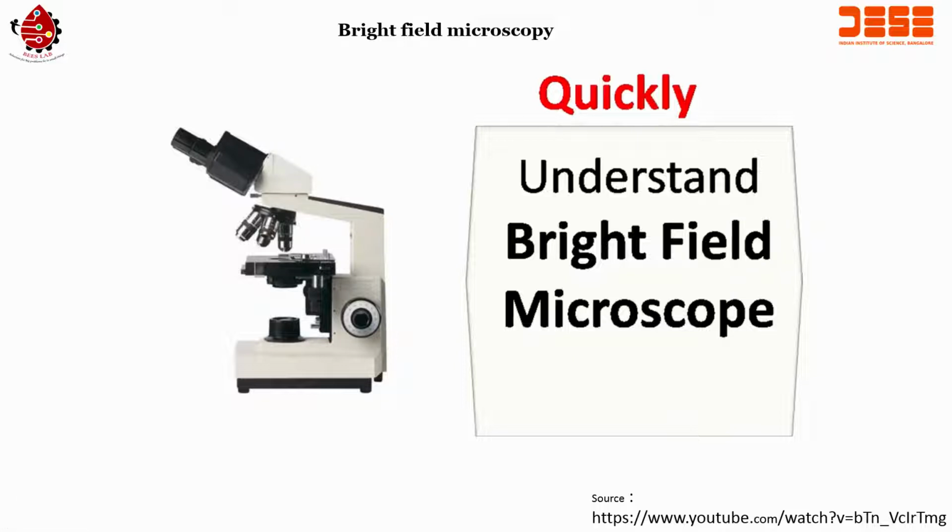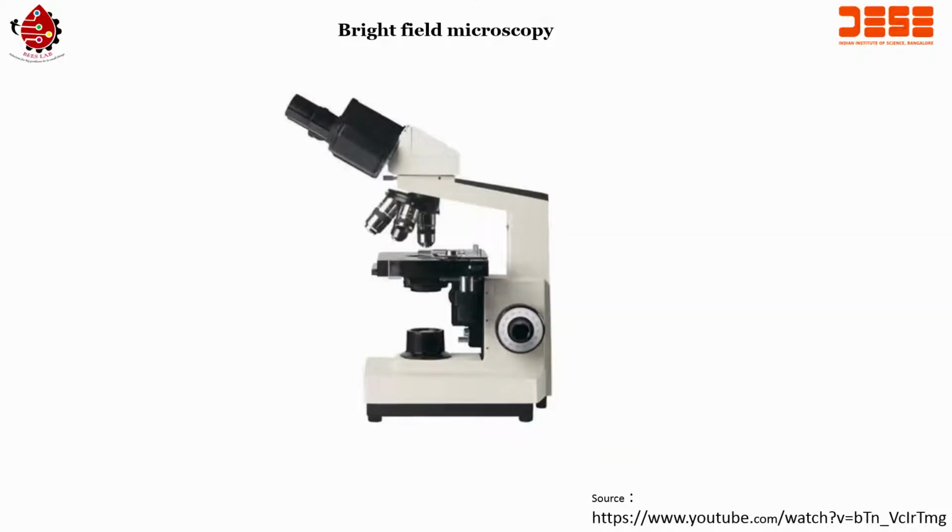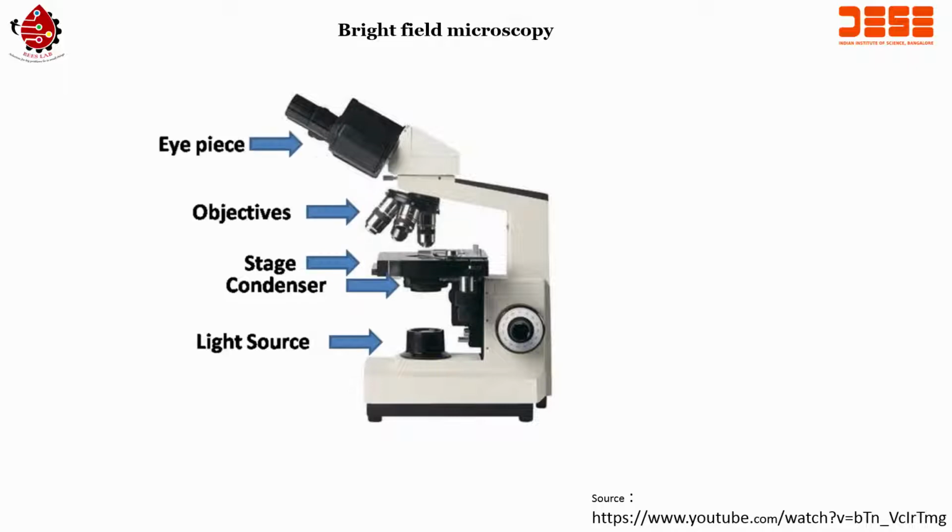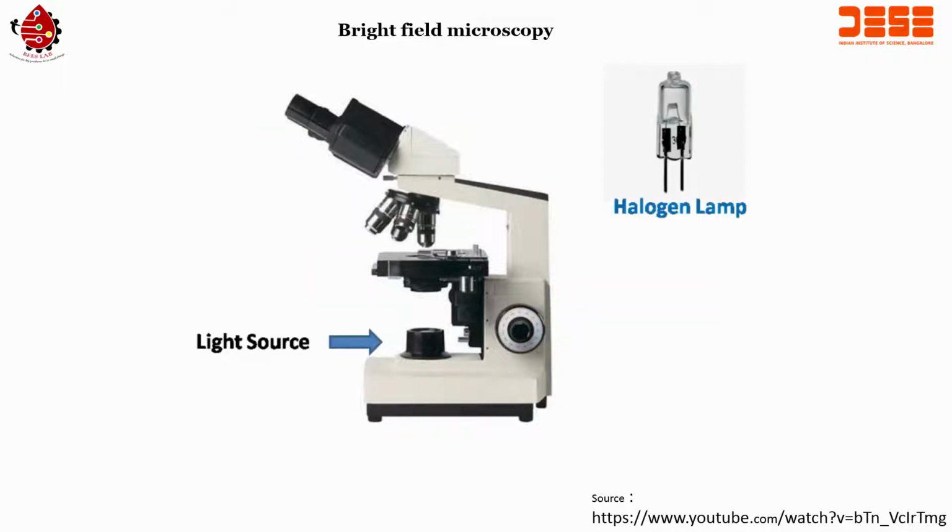Hey everyone, quick biochemistry basics here. Let's talk about bright field microscopy. Bright field microscope is the most common and simplest of all optical microscopes. A typical bright field microscope has many components that include a light source, condenser, stage, objective, eyepiece, rough and fine adjustments. The light source can either be a halogen lamp or an LED. The condenser collects the light from the light source and directs the light to the specimen, which is kept on the stage.